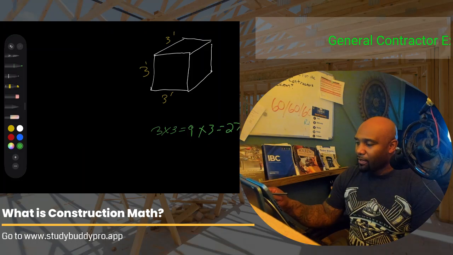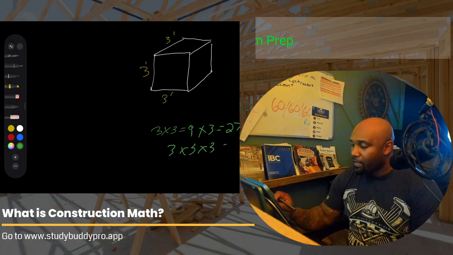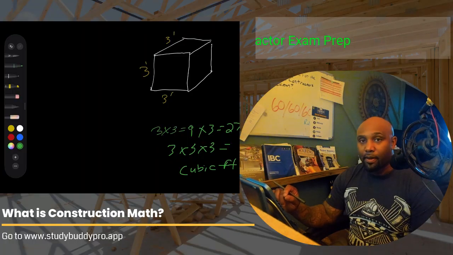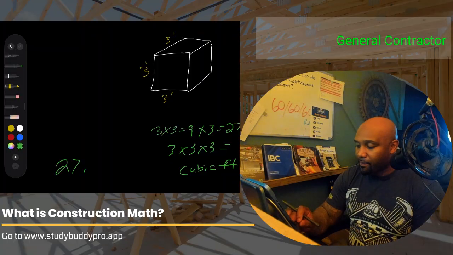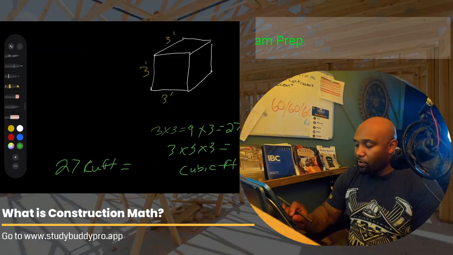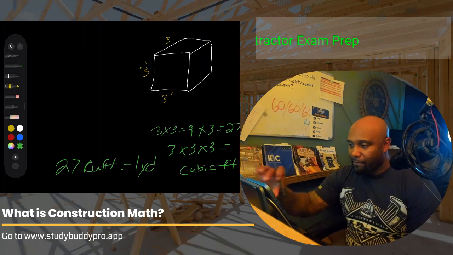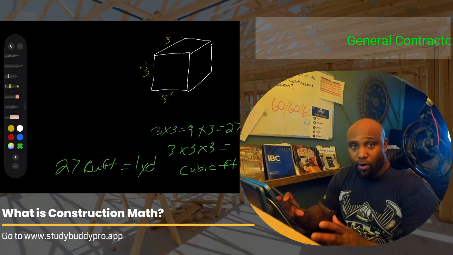So now that's the formula. 3 times 3 times 3 equals cubic feet. All right? So it's 27 cubic feet, okay, equals 1 yard. Well, so that's how we see it. If you imagine a box that's 3 by 3 by 3, that's a cubic yard.